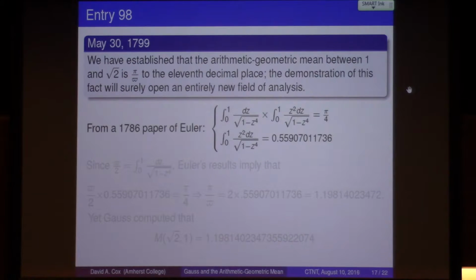And part of it is some work going to Euler. Because like I said, there's our very first elliptic integrals. A lot of people played with it. This is sort of a variant of that elliptic integral. It's an extra z squared there. And in 1786, basically Euler proved that the product of these two integrals is pi over 4. And he also gave a numerical approximation for this integral.